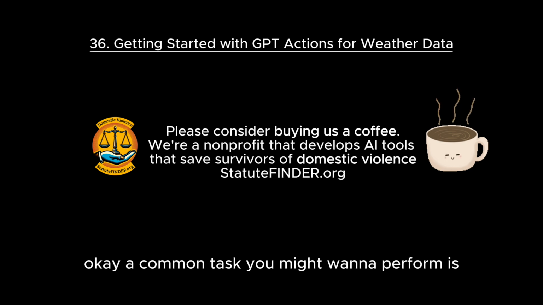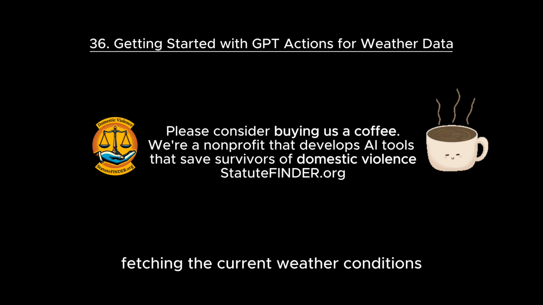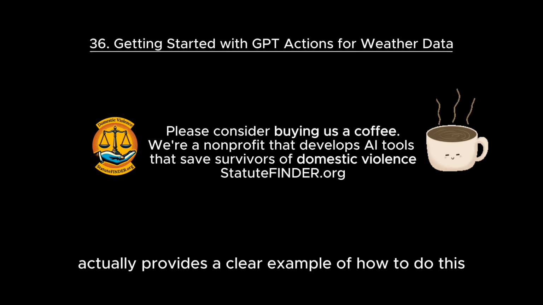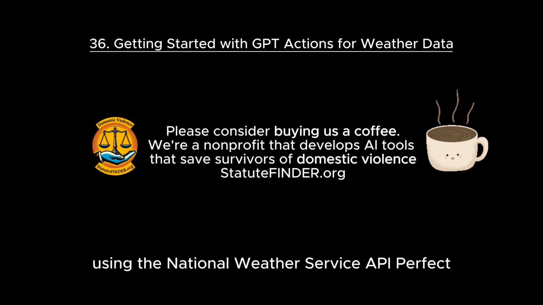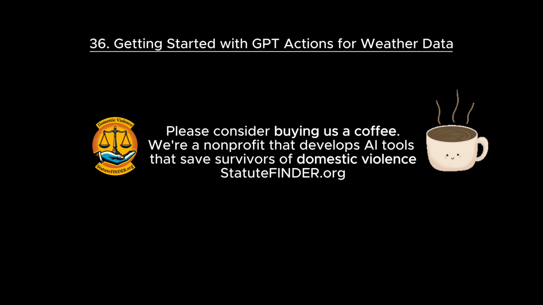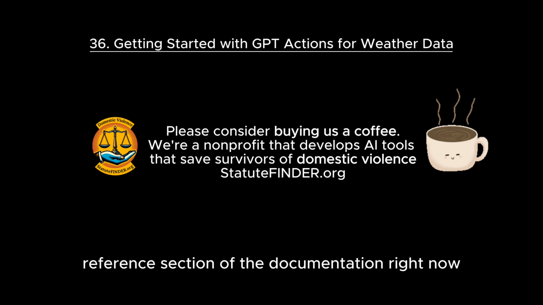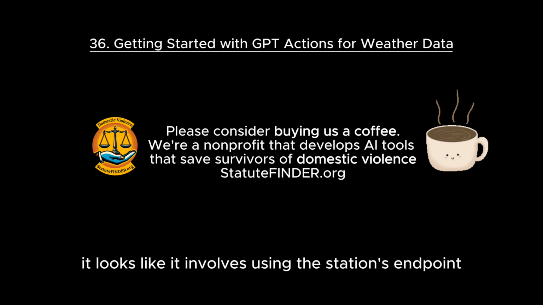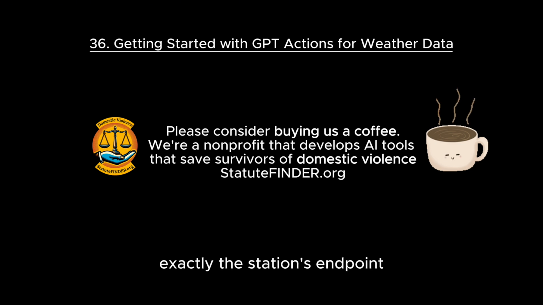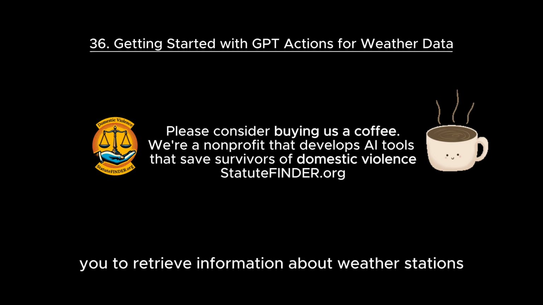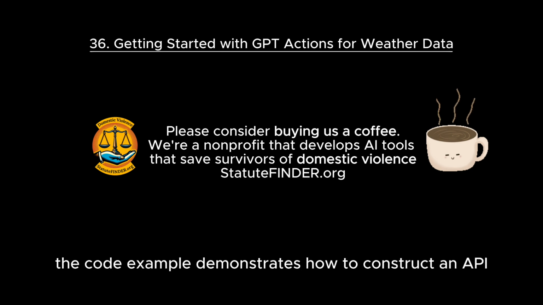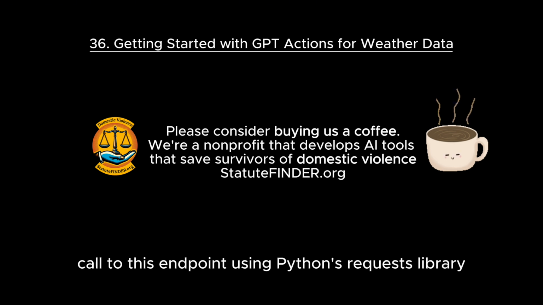A common task you might want to perform is fetching the current weather conditions for a specific location. And the OpenAI documentation actually provides a clear example of how to do this using the National Weather Service API. Perfect. I'm following along in the API reference section of the documentation right now, and I see the code example for fetching current weather conditions. It looks like it involves using the stations endpoint. Exactly. The stations endpoint allows you to retrieve information about weather stations near a given latitude and longitude. And the code example demonstrates how to construct an API call to this endpoint using Python's requests library.